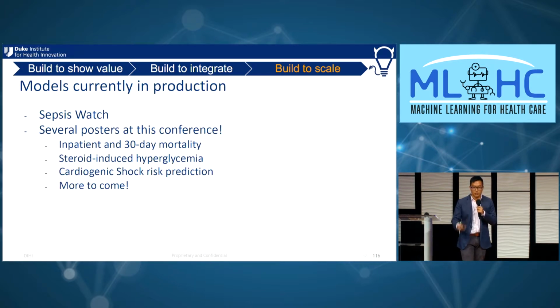So we currently have Sepsis Watch in production, and several of the posters that you've seen today, inpatient mortality, hyperglycemia, cardiogenic shock, have all used the exact same system, and we're able to scale those out into production very quickly.